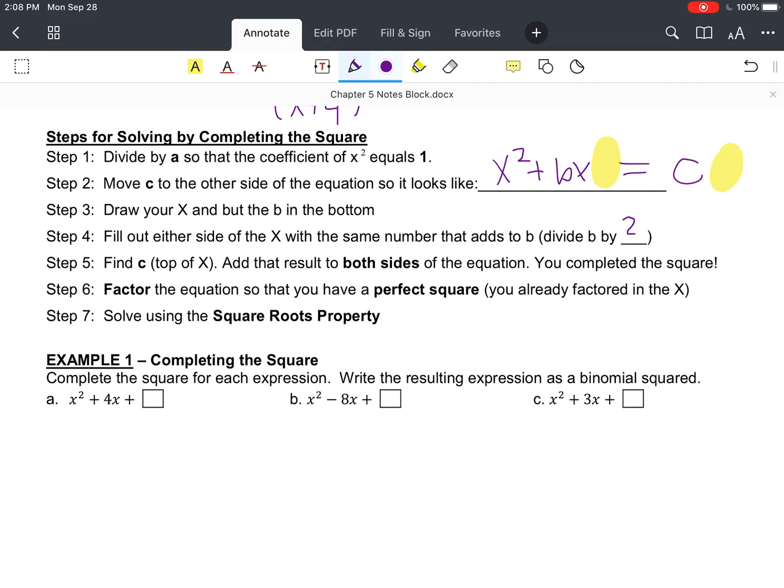Then you're going to factor the equation, and it should be quite easy. You already have your x with all the numbers properly in it to factor. Then you should have a perfect square trinomial. It should look something like number c. You can take the square root and solve.